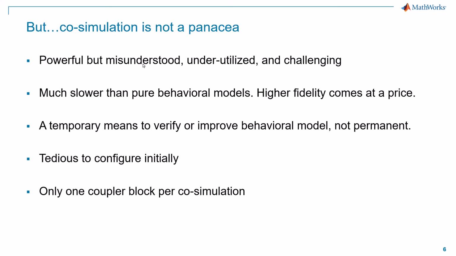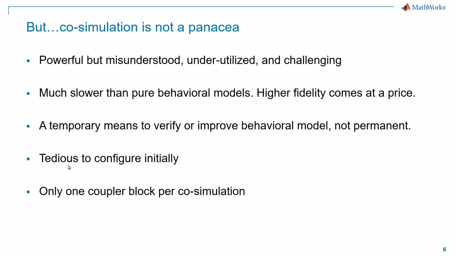Co-simulation, while powerful, is still much slower than running a pure behavioral model, because that circuit level, transistor level model is higher fidelity, and higher fidelity always comes at a certain price. That's usually a simulation time price, the wall clock time it takes to simulate such a detailed model. So behavioral models definitely have their place, and transistor level models, of course, have their place. And sometimes the combination of them has its place. But running them together is meant to be a temporary means to improve or verify the accuracy of your behavioral model. It's not meant to serve as a permanent replacement for a behavioral model.